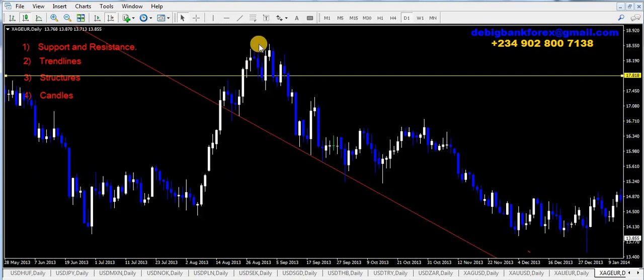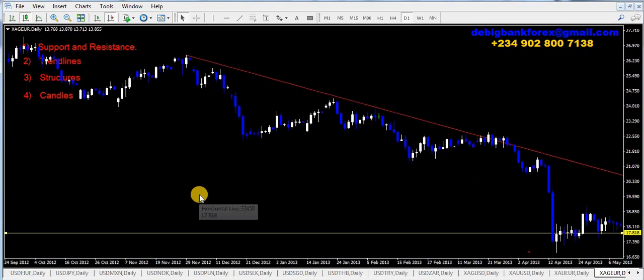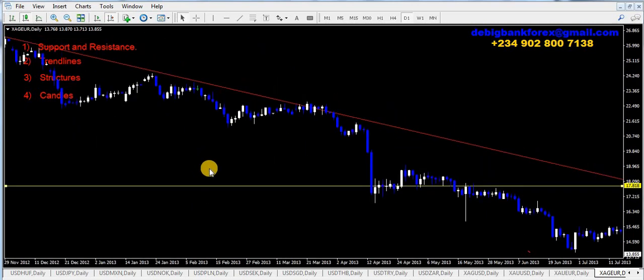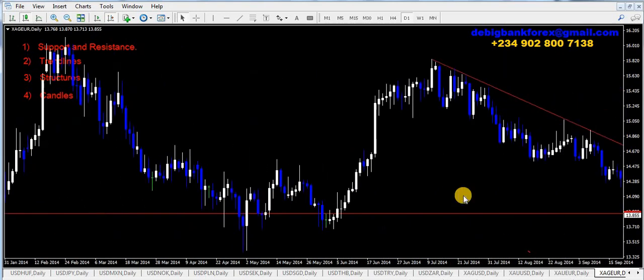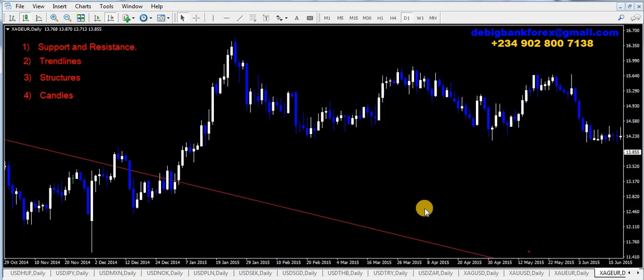This is like a shooting star, or you can call it a pin bar, rather. I'll call it a pin bar. Some people like to look at it as a pin bar. Most of these candles are reversal candles. This is a bullish engulfing candle. This one right here is a bullish engulfing candle. And all this actually helps you to find the direction of the market.